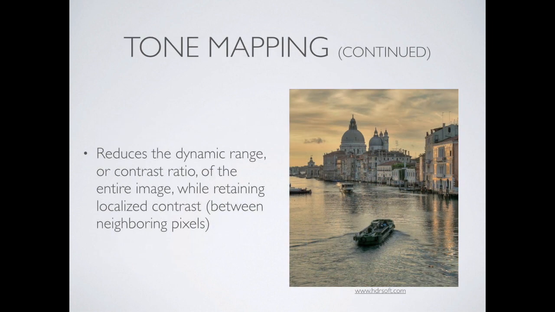This tone mapping process essentially reduces the dynamic range, or the contrast ratio, of the entire image while retaining localized contrast. So we can see detail in the dark areas, we can see detail in the light areas. We're not getting an area that's completely blown out. So in my example where I was standing in that corner of the room looking at you guys and then I look outside, instead of outside being completely white, I can see what's happening outside because I'm retaining the contrast outside just like I'm retaining it inside.